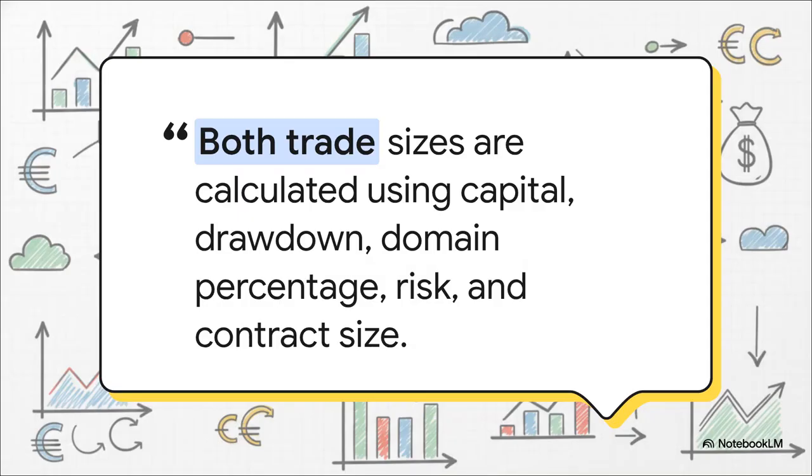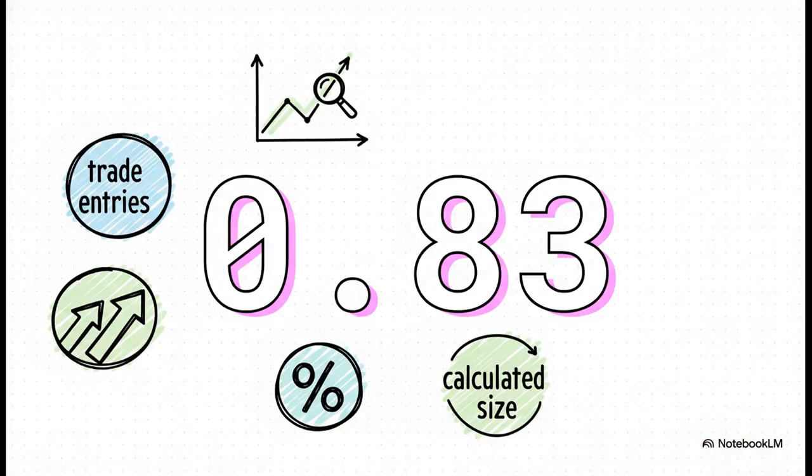The documentation is very clear on how these inputs are used, and I'm going to read this directly. Both trade sizes are calculated using the hypothetical capital, the investor's maximum allowed drawdown, the third triangle domain percentage, the risk coefficient, and the contract size. So as you can see, this whole process is completely systematic. After the system processes all of those inputs, it gives a specific output. The calculated size for each of those two potential trade entries comes out to exactly 0.83.